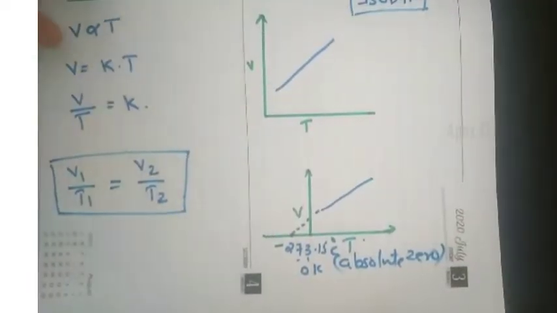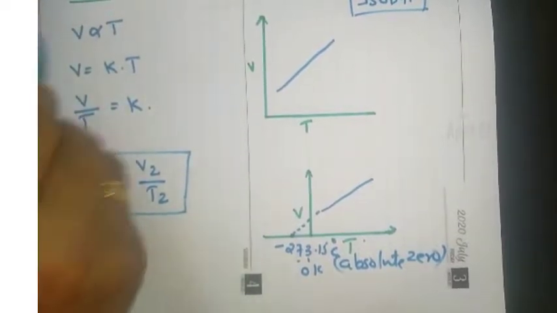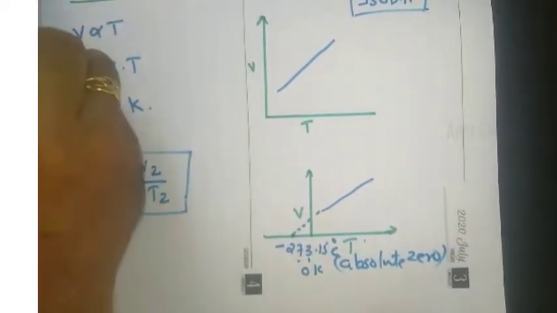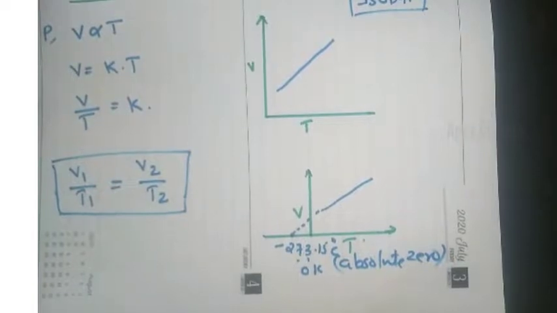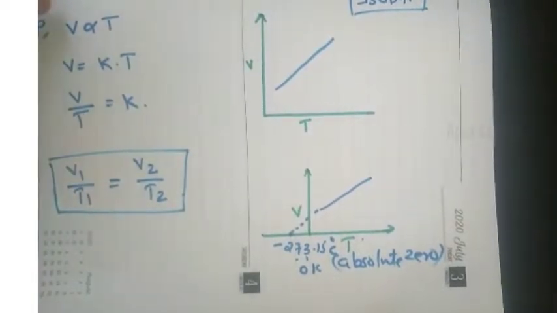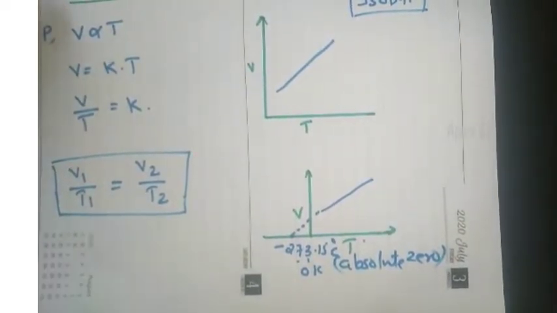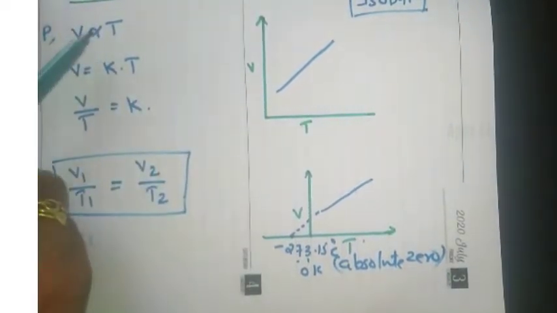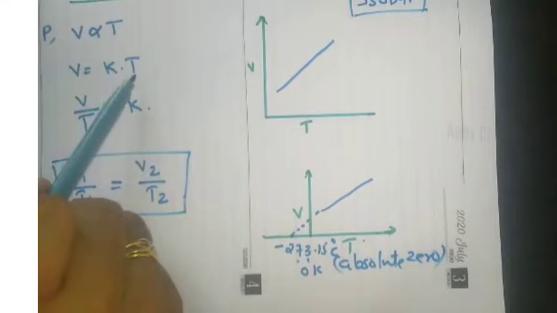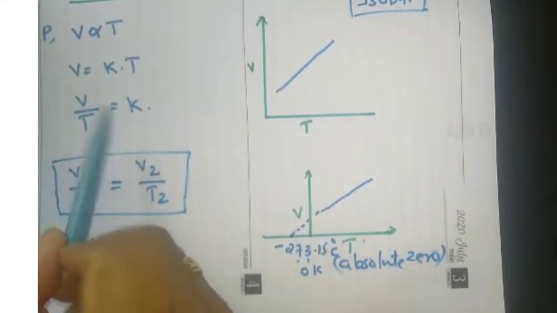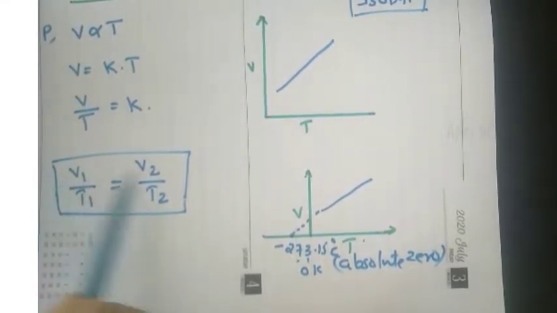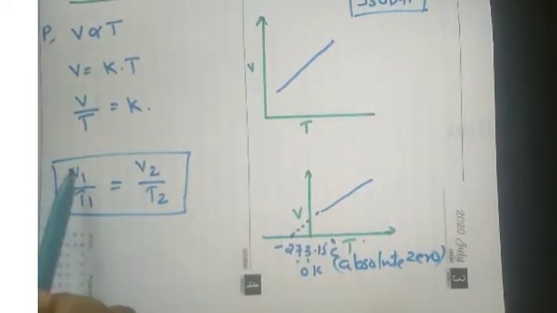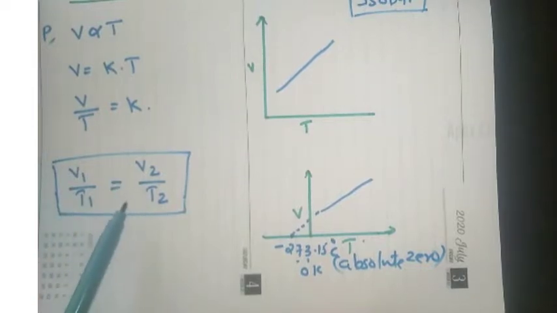The next one, Charles law. According to Charles law, at constant pressure, the volume of a fixed amount of a gas is directly proportional to temperature. That is, V is directly proportional to T. Then V is equal to K into T. Then V by T is found to be constant. If V1 and V2 are the volumes of two gases having temperatures T1 and T2 at constant pressure, then according to Charles law, V1 by T1 is equal to V2 by T2.